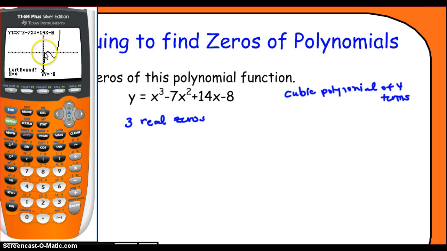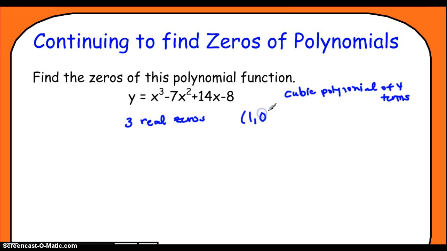And you'd pick something to the left of that point. For example, 0's to the left. I'd pick something to the right, which looks to be about 1.5. And then I would guess. And it turns out that one of my zeros is 1, 0.